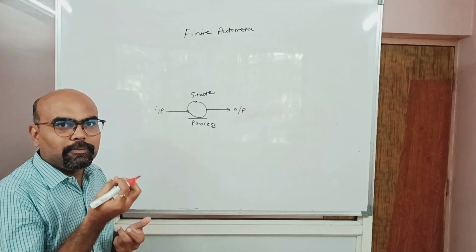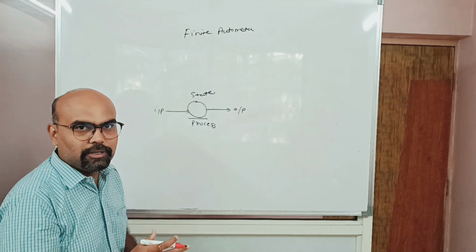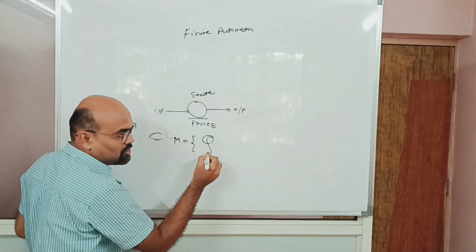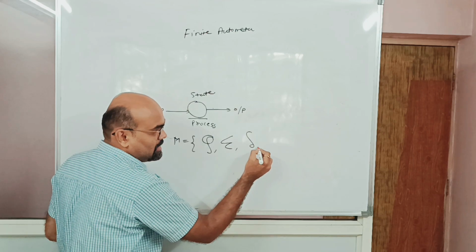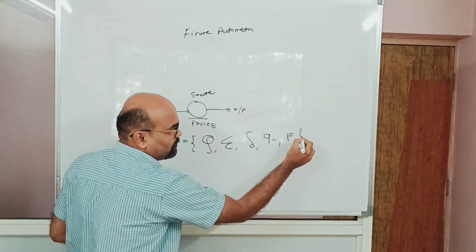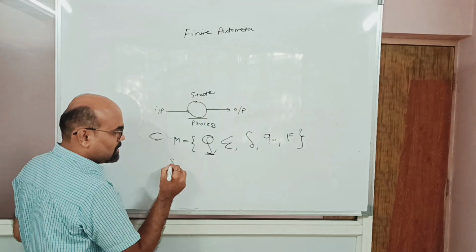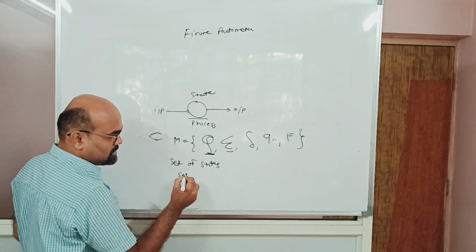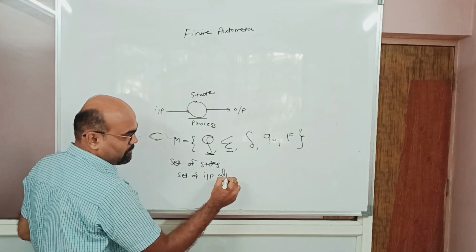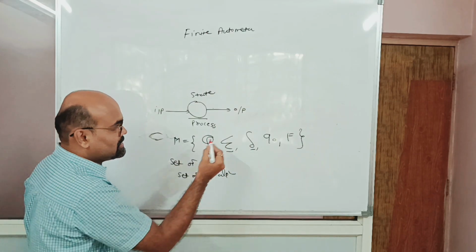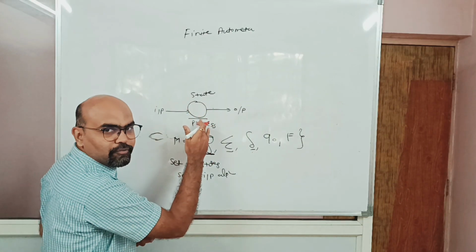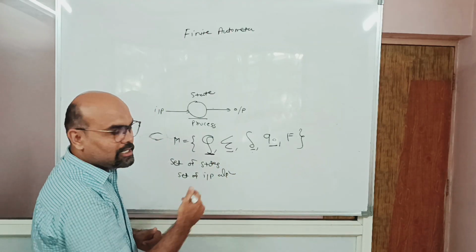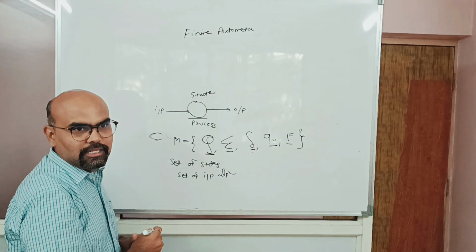So there are 5 tuples. Mathematically, it is defined by 5 tuples. M is equal to Q, Sigma, delta, Q0 and F. Where Q stands for the set of states, Sigma is the set of input alphabet, delta is a transition function through which we can jump from one state to another state. Q0 is the initial state and F is the final state.